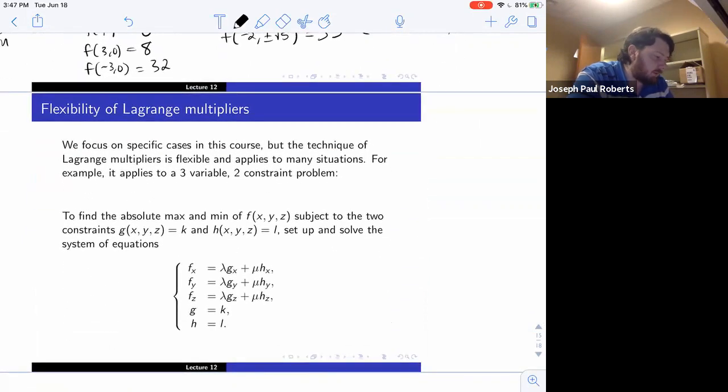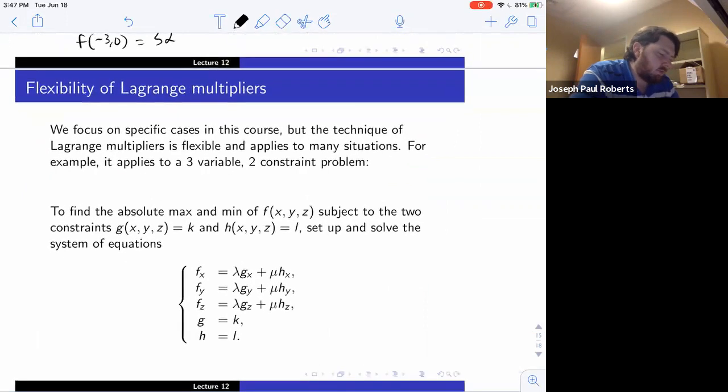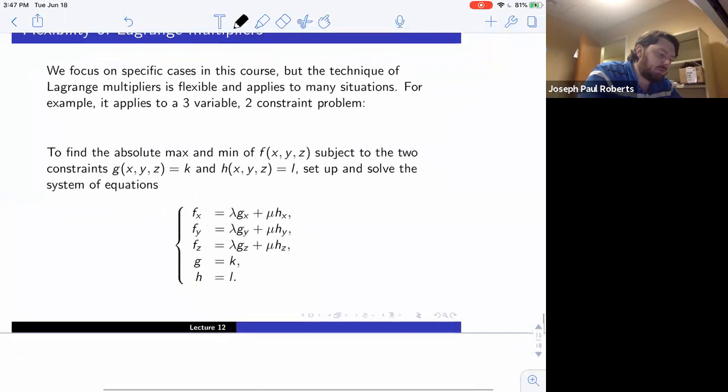Okay. And so anyway, that's pretty much about it. The last thing I wanted to talk about today was just the cool idea that Lagrange multipliers can be very flexible and apply to any number of variables, any number of constraints. You basically set it up in the same kind of way. So I'll show you the pattern for 3 variables, 2 constraints. So if I want to max or minimize f of x, y, z, subject to one constraint g equals k and the other h equals l, then you would set up and solve this system of equations.